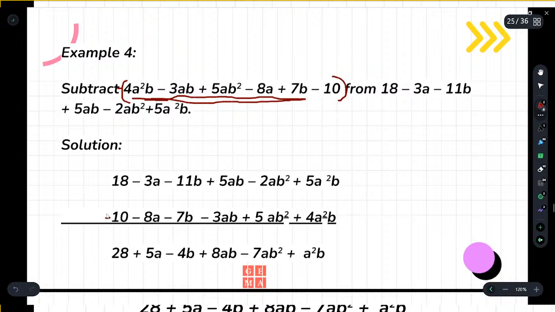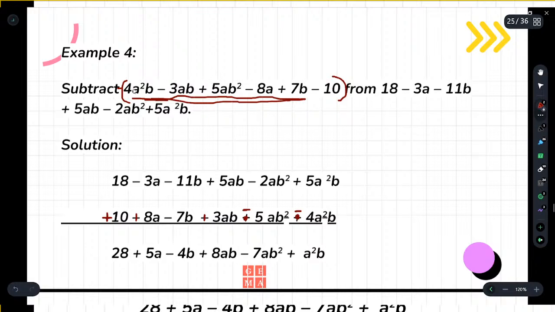Minus 10 will become plus 10, and minus 8a will become plus 8a. Minus 7b will become plus 7b. And 5ab square will become minus 5ab square. And minus 3ab will become plus 3ab. And 4a square b will become minus 4a square b. 7b, yeah, it is negative 7b. So we have changed all the signs, right?